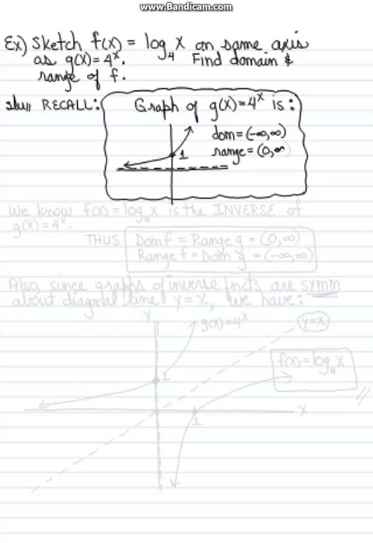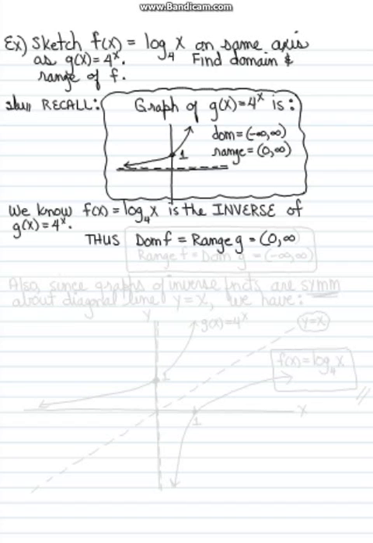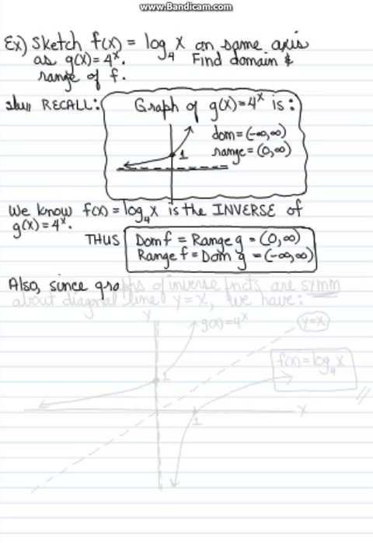Now, knowing the picture of the exponential function base 4 tells us something about the log function base 4, because we know f of x equals log base 4 of x happens to be the inverse function of the exponential function g of x equals 4 to the x. Thus, the domains and ranges are just going to swap. The domain of f is the same as the range of g. It's the open interval from 0 to infinity. And the range of f is the same as the domain of g, which is the open interval from negative infinity to infinity.